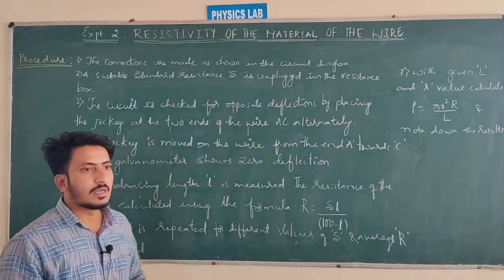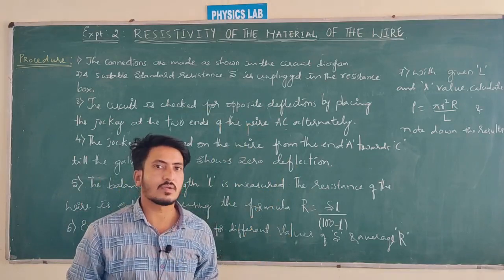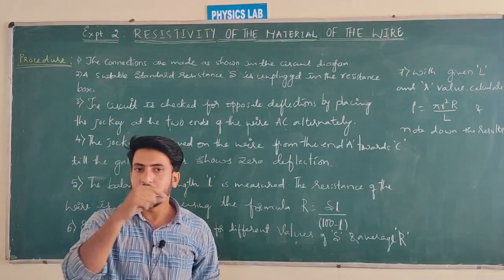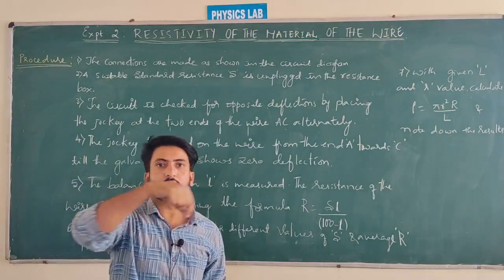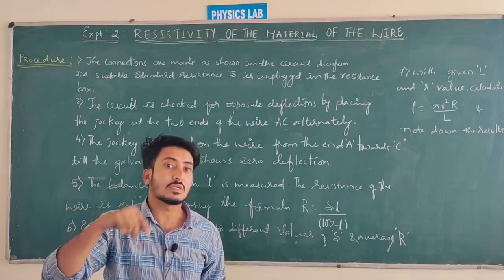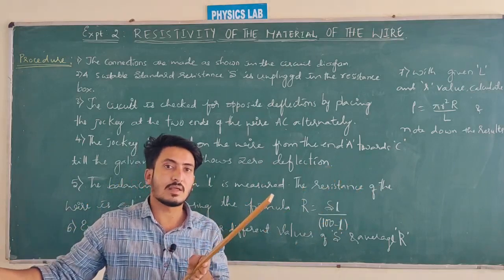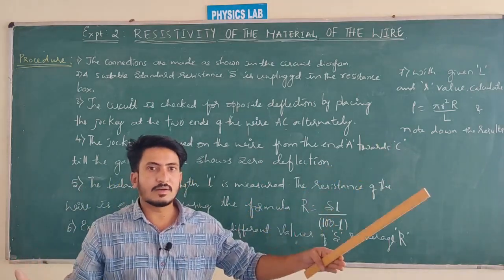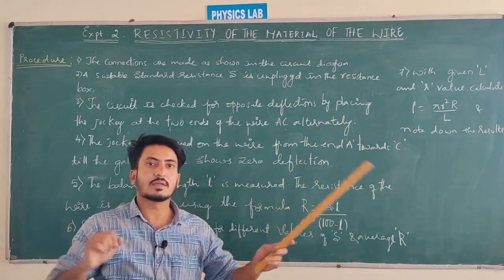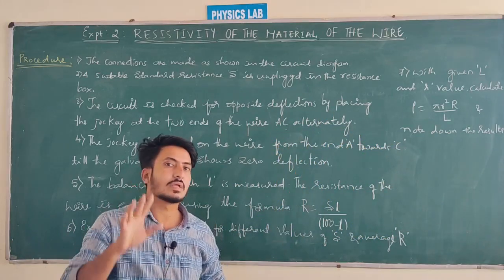So the procedure is: once the circuit connection is made, see your circuit diagram in the manual book. I will draw it once again. We need to remove some resistance from the box and move the jockey on the wire to the point where the galvanometer shows the 0 value. That L value you have to note down, and the remaining 100 minus L you also have to note down. The complete wire is 100 centimeter. When you move the jockey on the wire, you have to measure at what length the galvanometer is showing the 0 value.